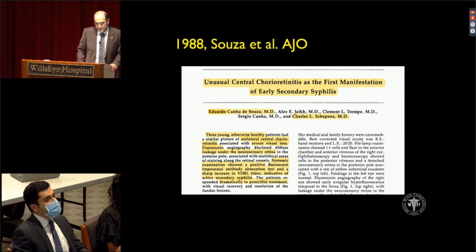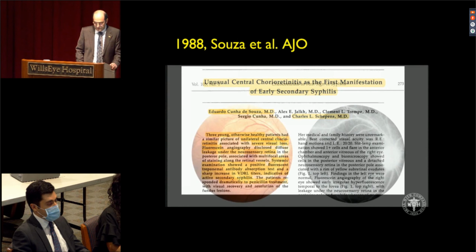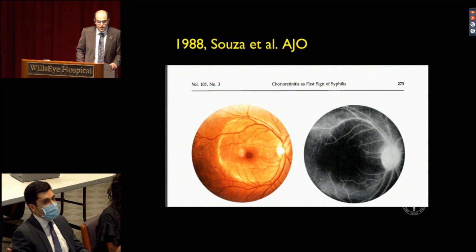In 1988, Souza and Charles Skiffen published a paper in the American Journal of Ophthalmology describing 3 young, otherwise healthy patients with unilateral central chorioretinitis with severe vision loss. Fluorescein showed leakage under the neurosensory retina, and patients were positive for syphilis serology, and they dramatically responded to penicillin treatment. And actually, this was the very first introduction of placoid syphilis to the literature.